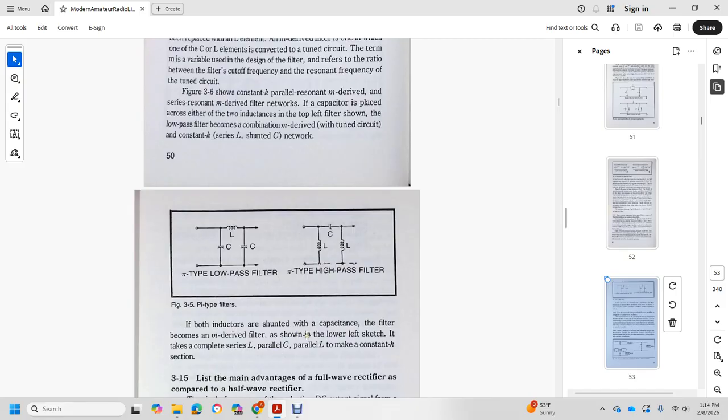capacitor derived filter shown in the lower left section, with an inductance, parallel capacity, and parallel inductance, making a constant K series network. The section shows the type of low pass filter and high pass filter.